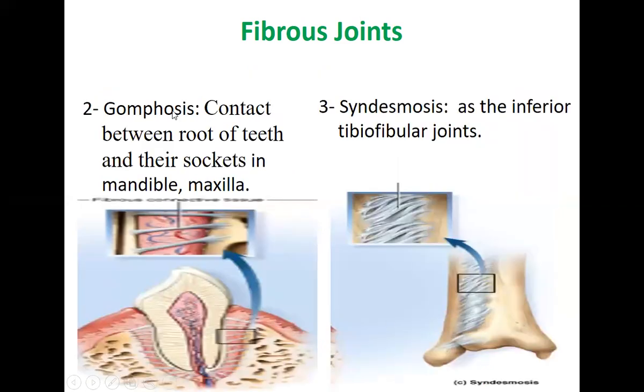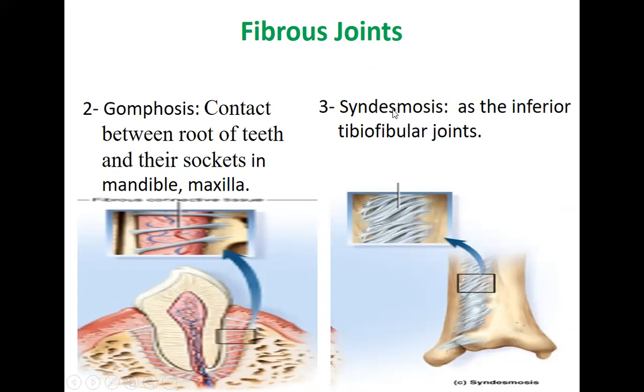Then the second type is the gomphosis. This is very important, especially for the dental students. Here the tooth is inserted within the mandible or the maxilla. So this type of joint, gomphosis, is the contact between the root of the teeth and the socket in the mandible or maxilla. This is the closer view. It is a joint between the bone and the tooth. This is the second type of fibrous joint. Very important, you should remember this. Gomphosis is a joint between the tooth and the socket. Socket means this space here, within which the tooth is fixed.